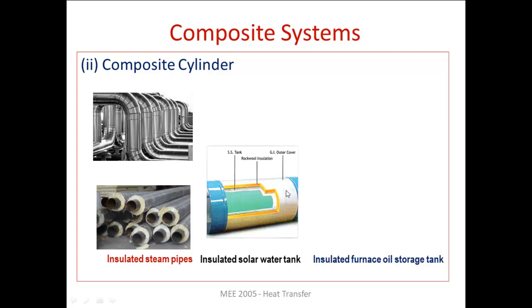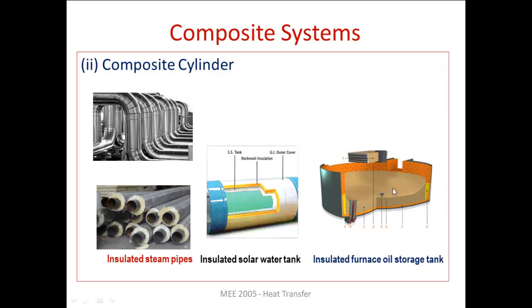Now you consider another example. This is a fuel oil storage tank. Assume that we are going to store furnace oil. Furnace oil is highly viscous and it will not flow at low temperature. So to make it flow, we will be having heating coils. So we will be heating the oil before it is being supplied for combustion. So when we are maintaining oil at a higher temperature, then we have to provide insulation. So different materials are being used as insulators. So these are some of the examples where we are going to have a composite cylinder.